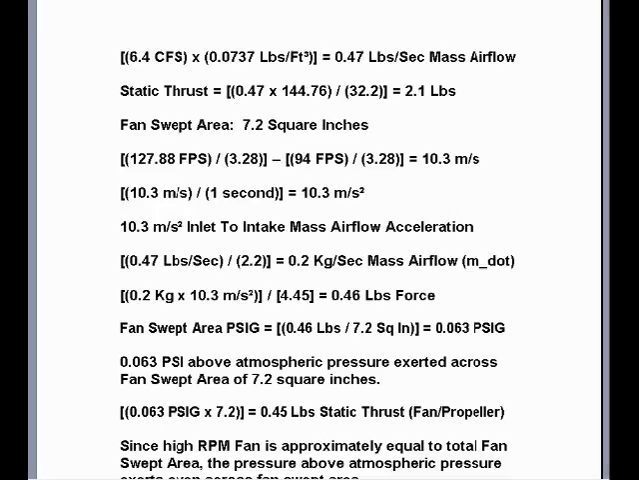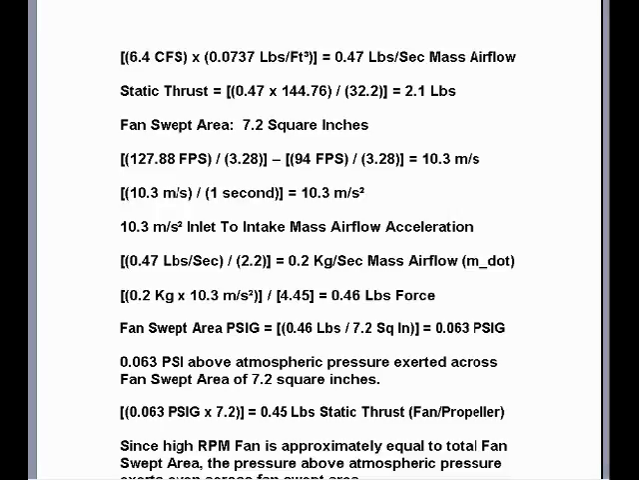per second max airflow. So to calculate the Newtonian aerodynamic thrust force component, we would take the mass airflow in pounds per second of 0.47 and multiply it times the jet velocity of 144.76, that quantity divided into gravitational acceleration on Earth, 32.2 feet per second. So at 75% power, there will be aerodynamic and Newtonian force thrust component of 2.1 pounds of static thrust.